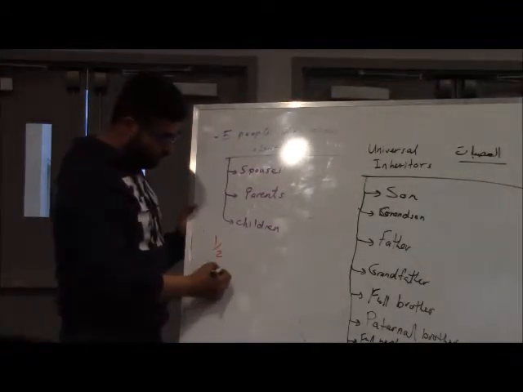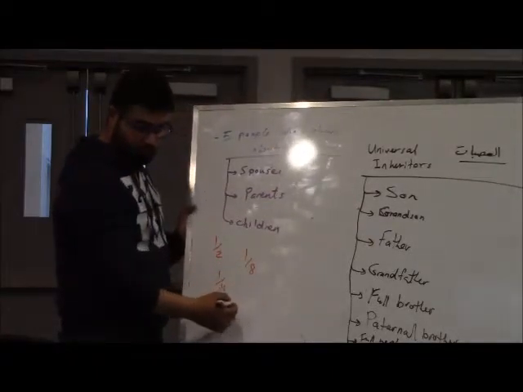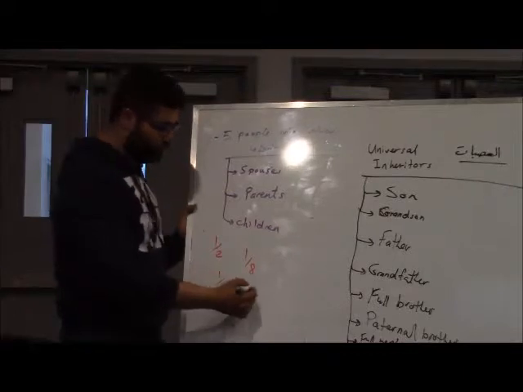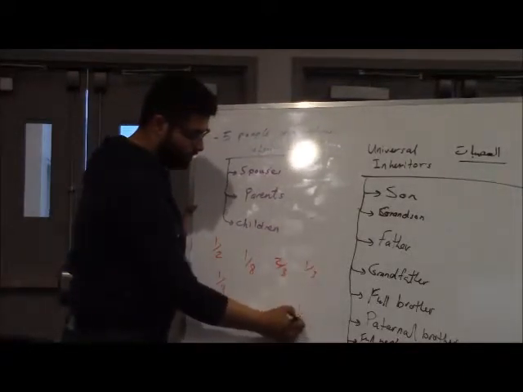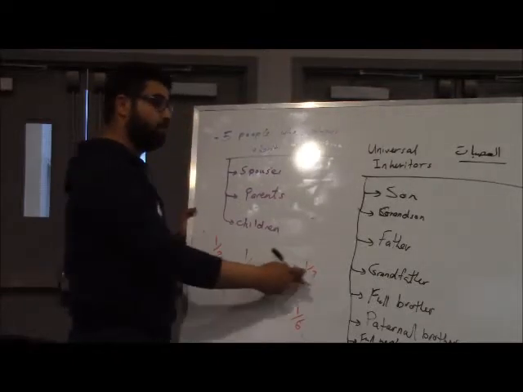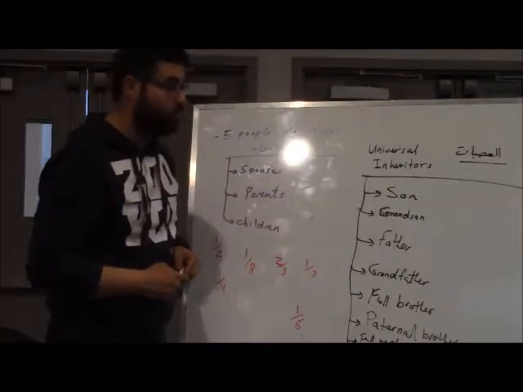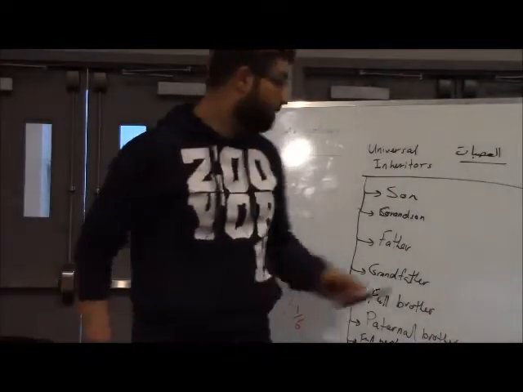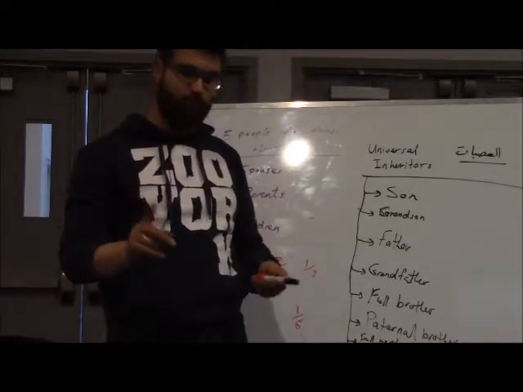An-nisfu, wal-rubu'u, wal-thumun, wal-thuluthan, wal-thuluth, wal-sudus. So these are the different numbers that were talked about in the Quran. These are the set amounts. So usually those who take set amounts will not be universal inheritors, won't take the rest, except one person. Who was the one person we talked about?